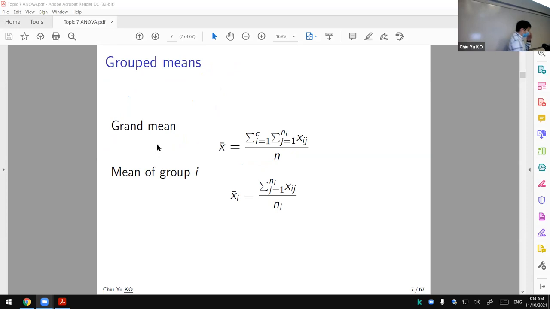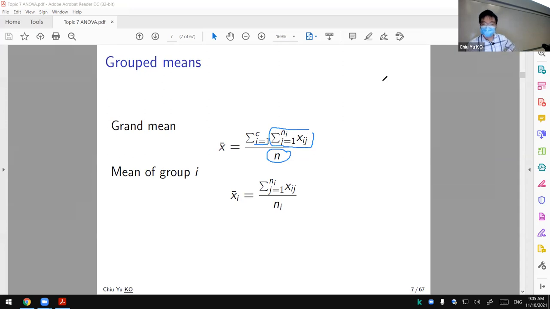I'm sorry that we have a lot of expressions that we don't explain that much. The first one is very simple. n is the total number of observations. What it says is just adding all observations. For each group, i goes from first to the end, each observation added up. That is the overall grand mean.